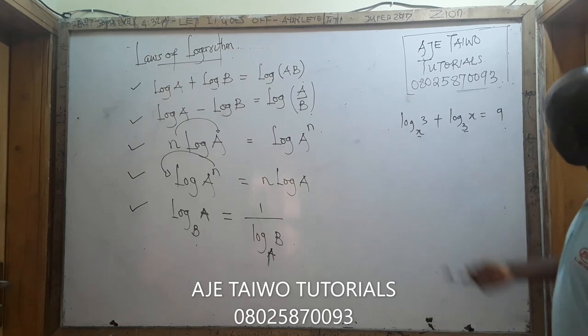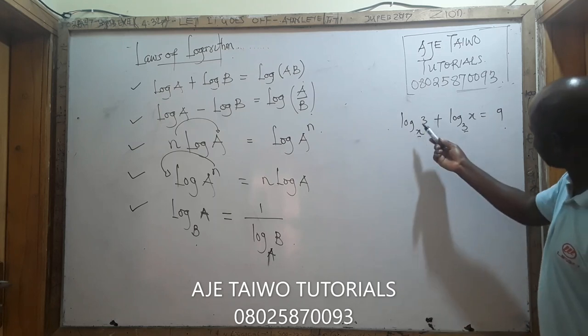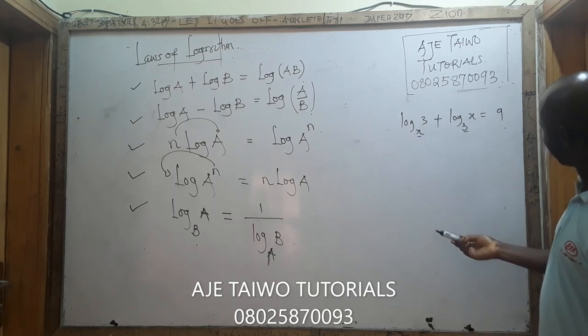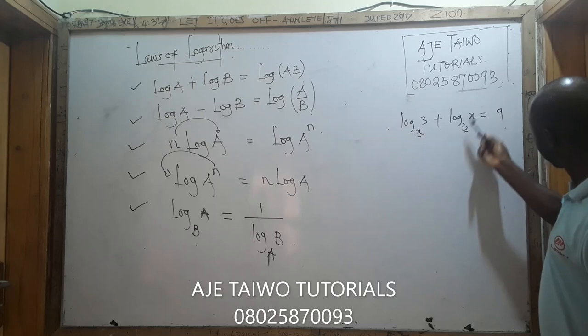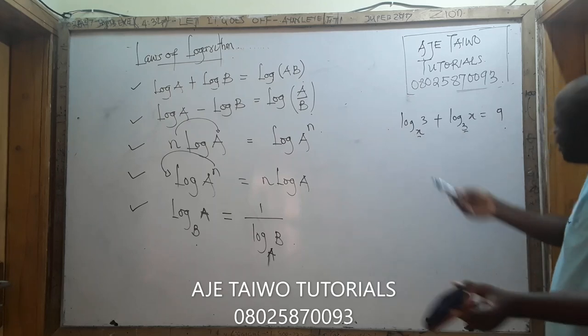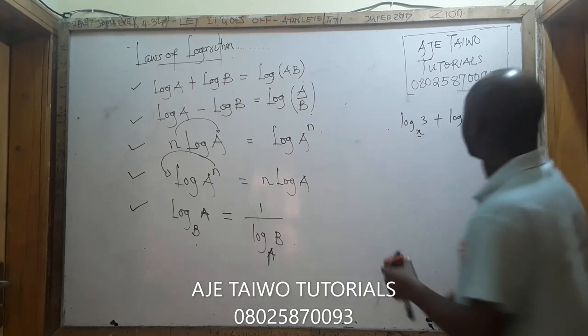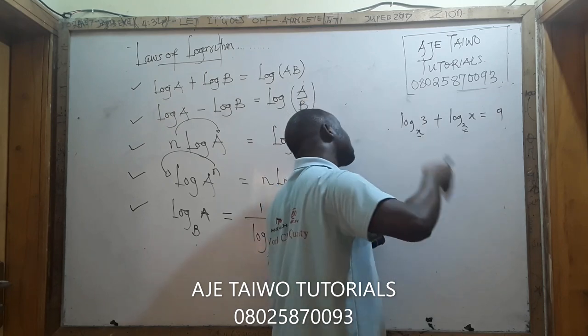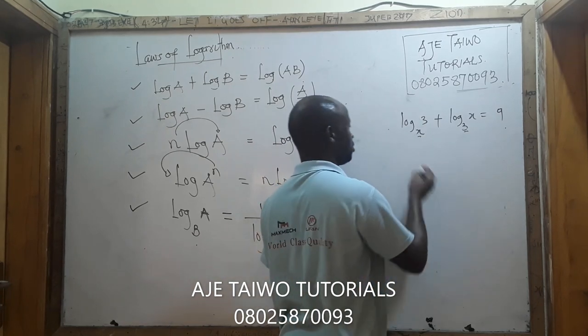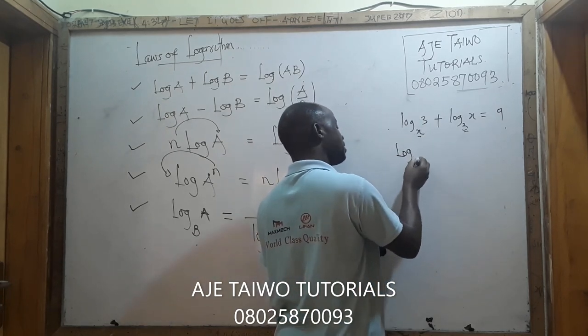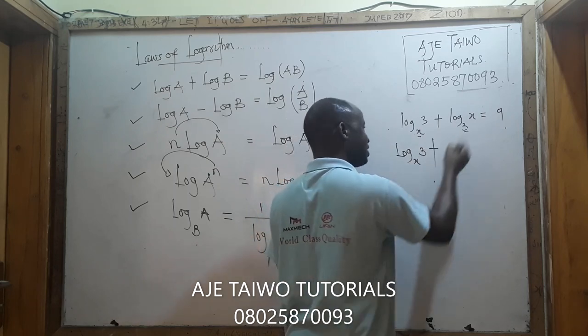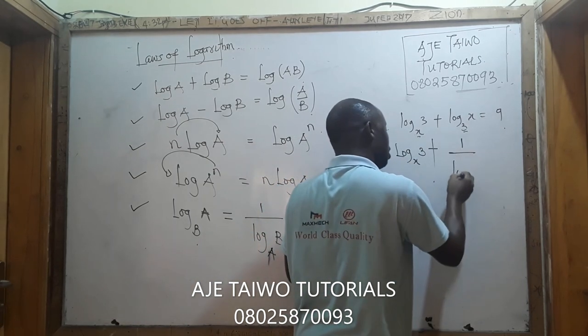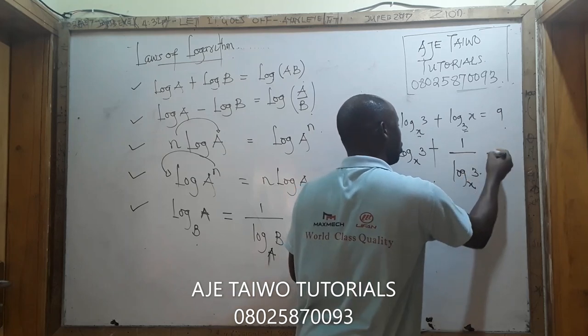What's happening? It could have been 3, 3. I can bring 3 here. X can be here. 3 can be here. So why are they mixing this up like this? Don't mind them. You can say, I want everything to be in base X. So log base X is there, plus, here becomes 1 over log base X, equals 9.